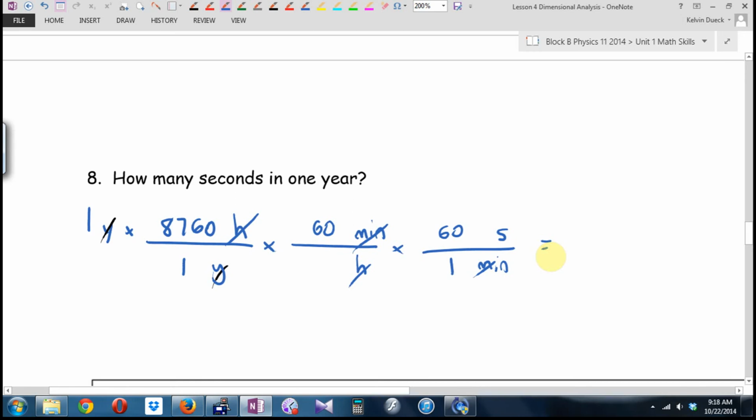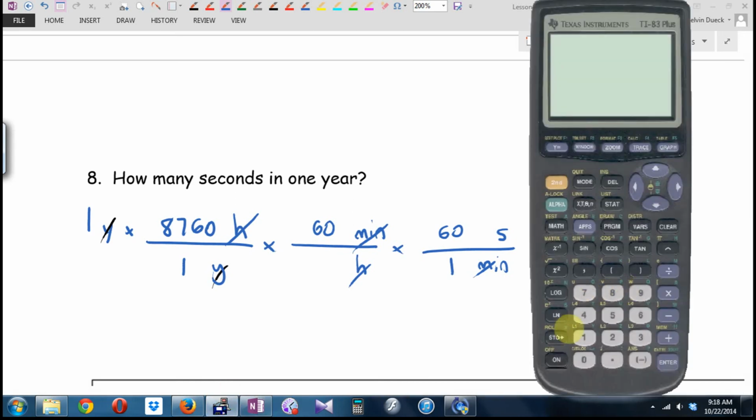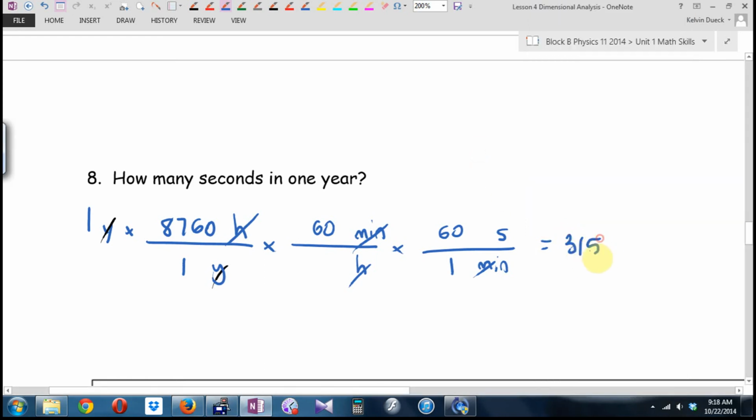Okay, how many seconds in 1 year? 8,760 times 60 times 60. 31,536,000 seconds, comma, comma. So if you multiply that by your age in years, that's how many seconds old you were on your birthday.